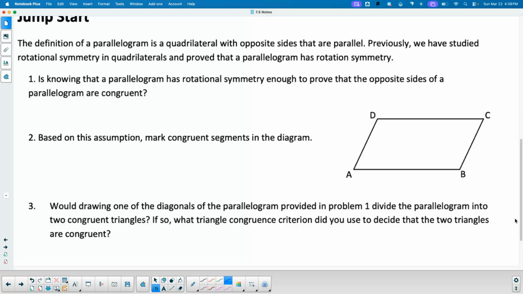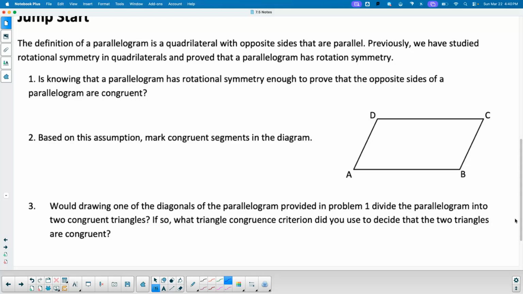The definition of a parallelogram is a quadrilateral, 4 sides, with opposite sides that are parallel. Previously, we have studied rotational symmetry in quadrilaterals and proved that a parallelogram has rotational symmetry of 180 degrees. Is knowing that a parallelogram has rotational symmetry enough to prove that the opposite sides of a parallelogram are congruent?